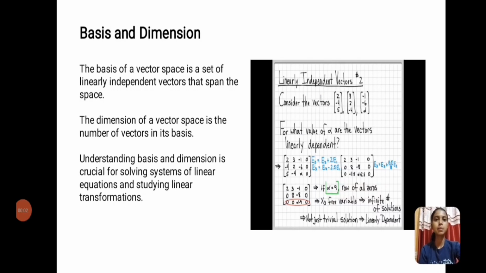Basis and dimension. The basis of a vector space is a set of linearly independent vectors that span the space. The dimension of a vector space is the number of vectors in its basis. Understanding basis and dimension is crucial for solving systems of linear equations and studying linear transformations.